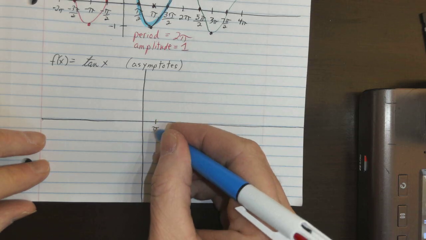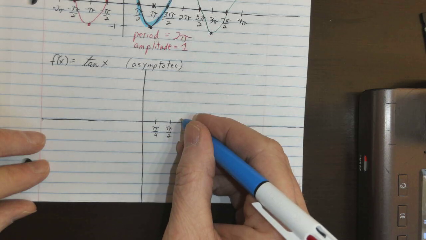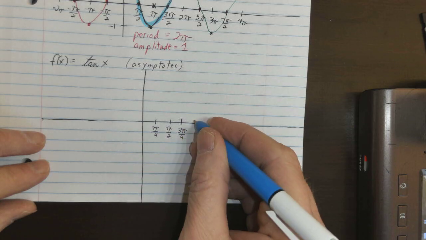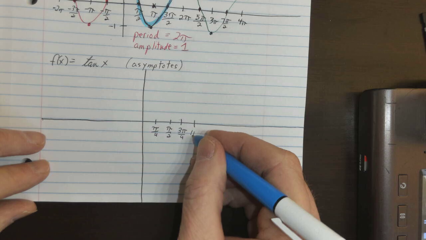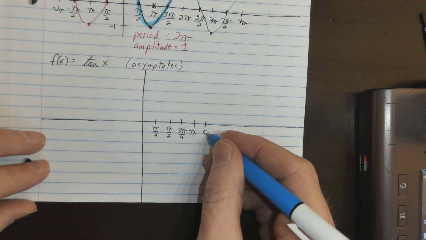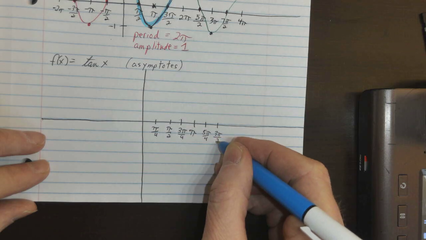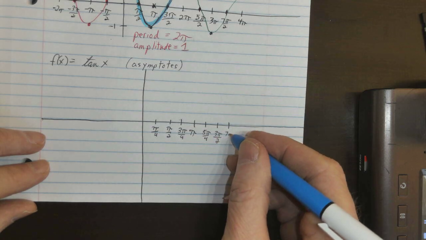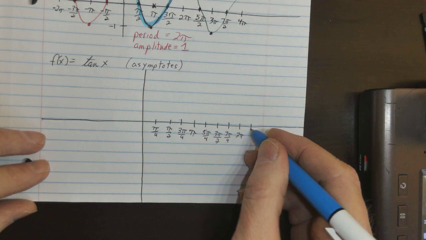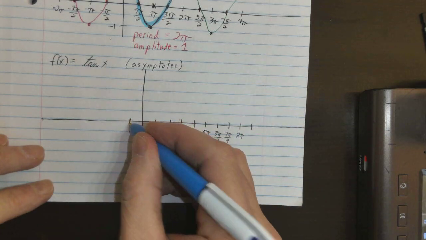I'm going to go by pi over 4, pi over 2, 3 pi over 4, pi, 4 pi over 4, 5 pi over 4, 6 pi over 4, which is 3 pi over 2, 7 pi over 4, 8 pi over 4, which is 2 pi, and 9 pi, well, I'll stop there. I'll stop at 2 pi right now, but I will go negative here a little bit.